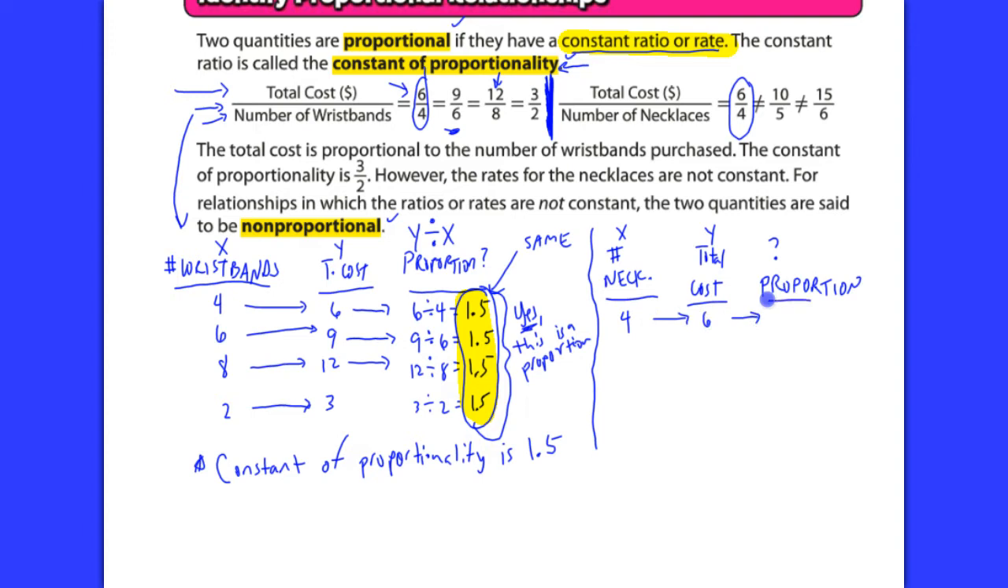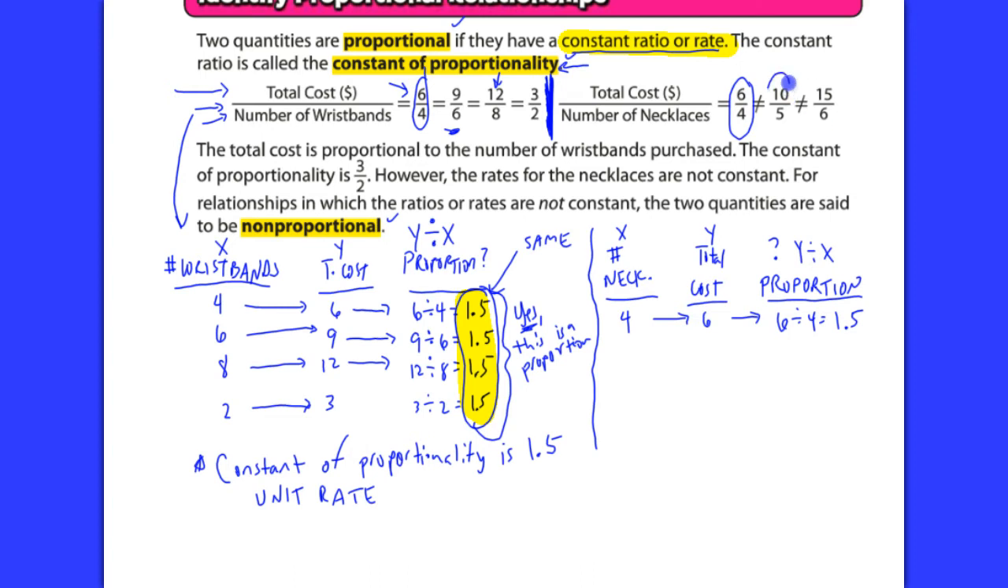So is it a proportion? Well, we're going to take Y divided by X. Obviously, calculators are going to be quite handy for us because you're going to get a lot of decimal values here. 6 for 4, that would be 1.5. What you're doing here, by the way, is finding the unit rate. The constant of proportionality is the same thing as the unit rate because you're really just finding the cost of one. You just want to know, is it the same for all of the different combinations that they sold? So 4 necklaces for $6, that's 6 divided by 4 is 1.5.